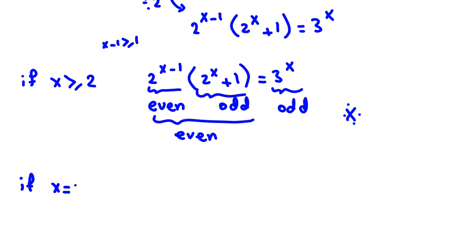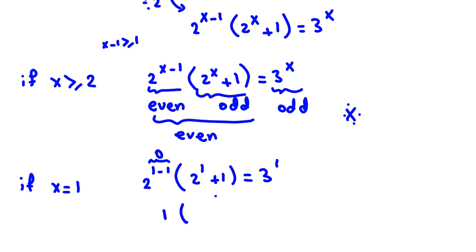If x is 1, we should check whether 2^(1-1) · (2^1 + 1) is equal to 3^1. Let's check. 2 to the 1 minus 1 is 0, and 2 to the power of 0 is 1. Times 2 to the 1, which is 2, plus 1, gives 3. Is it equal? 3 to the power of 1 is 3. It's okay. So x = 1 is an answer.